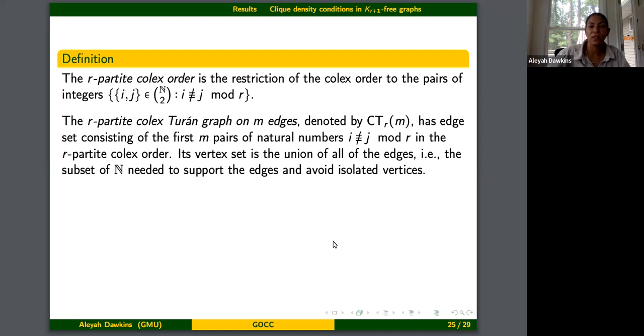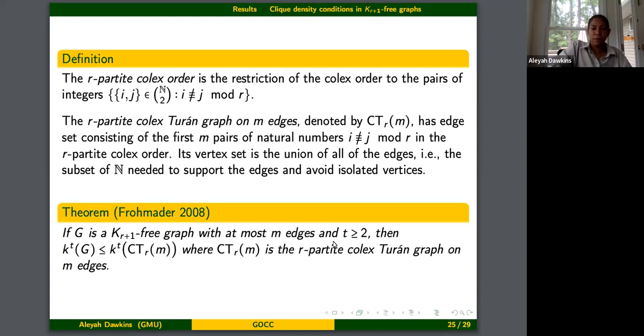So the r-partite colex-Turán graph on m edges, which we'll denote as CT_r(m), has the edge set consisting of the first m pairs of those natural numbers, where i is not congruent to j mod r, in the r-partite colex order. And its vertex set is going to be the union of all the edges, right? So the subset of the naturals that's needed to support the edges and avoid isolated vertices. So what Frohmader showed was that if your graph is K_{r+1}-free with at most m edges and t is at least 2, then the number of t-cliques in your graph, which I'm going to denote as K_t(G), is at most the number of t-cliques in that r-partite colex-Turán graph on m edges.